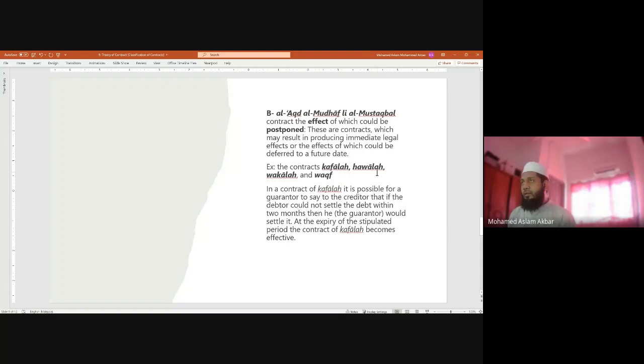In a contract of kafala, it is possible for a guarantor to say to the creditor that if the debtor, I mean the brother, could not settle the debt within 2 months, then the guarantor would settle it. At the expiry of the stipulated period, the contract of kafala becomes effective, right? So this is one example for kafala.